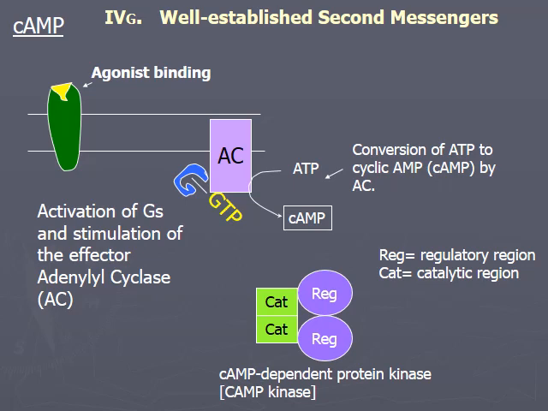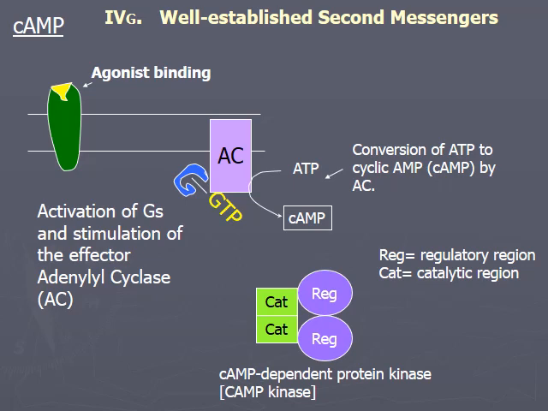Now, why is that important? It's important because there's an enzyme within cells that can become active in the presence of high levels of cyclic AMP. The enzyme is depicted at the bottom center portion of the slide. It's called cyclic AMP dependent protein kinase. Also it's called cAMP kinase. Also it's called protein kinase A. And this kinase is made up of 2 regulatory subunits and 2 catalytic subunits.